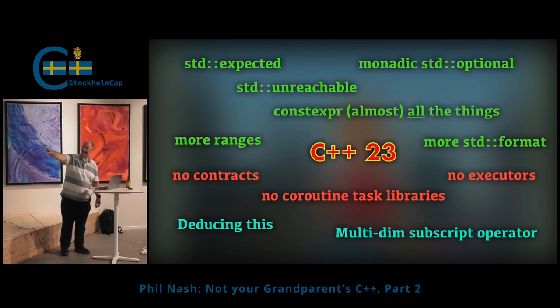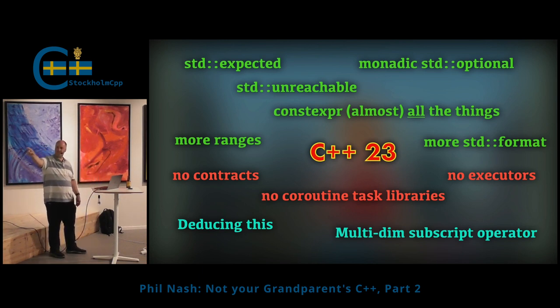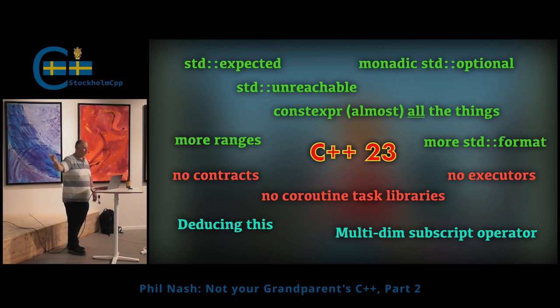So I slightly modified this. I said no coroutine libraries, but actually it's no coroutine task libraries. So, the last minute update: I heard that coroutine generators have made it in. They've still got to have the wording finalized, but it's been prioritized that a std::generator for coroutines will make it in. So we'll be able to write the simple forms of coroutines with library support in C++23. I think that's a big step, so I'm glad about that. But no async task libraries yet.